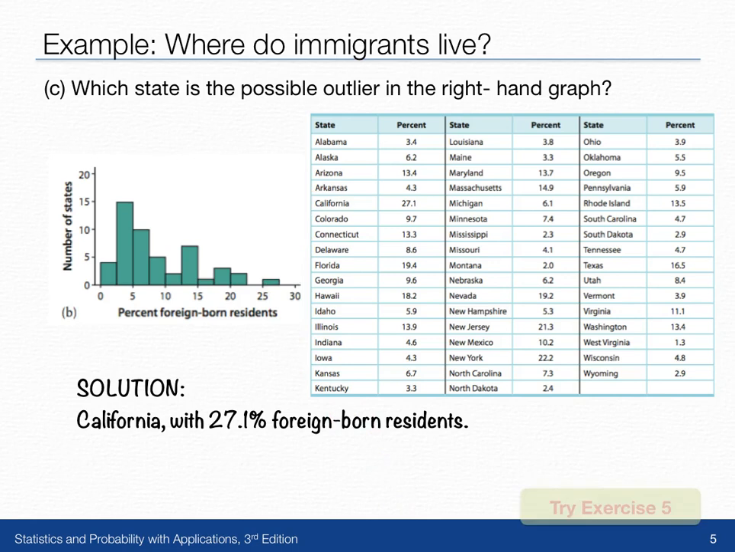outlier. For additional practice interpreting histograms, try exercise 5.